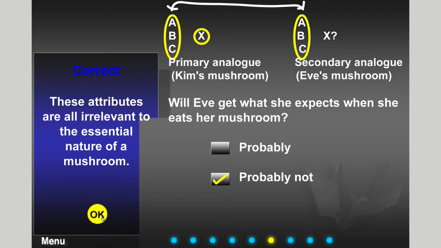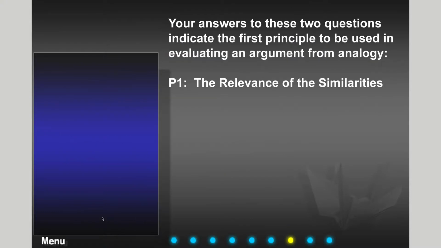So that's number 1 in the book. What is the relevance of these similarities? So your answers to these 2 questions indicate the first principle to be used in evaluating an argument from an analogy.